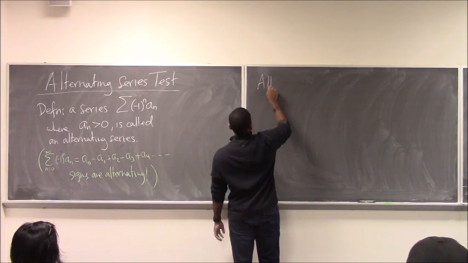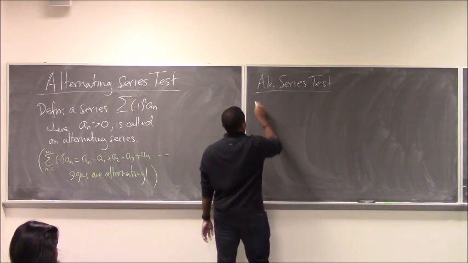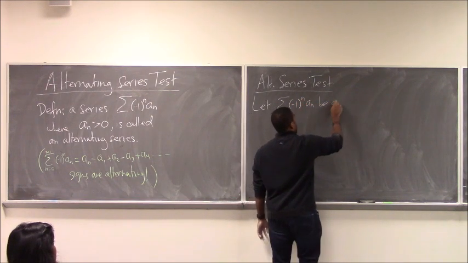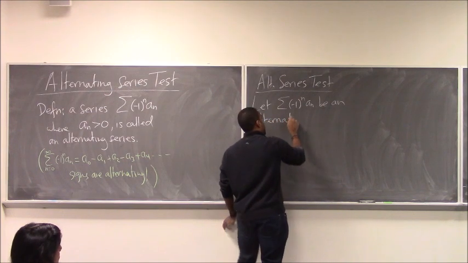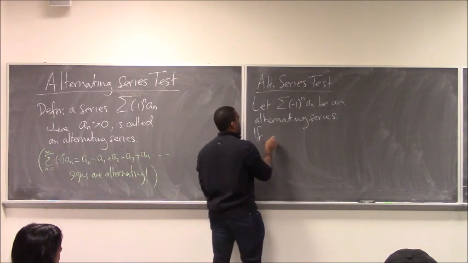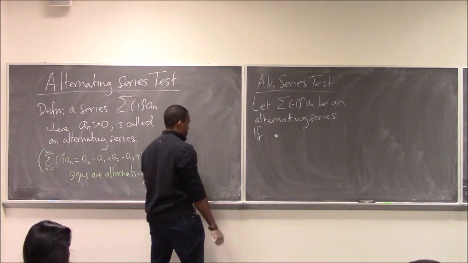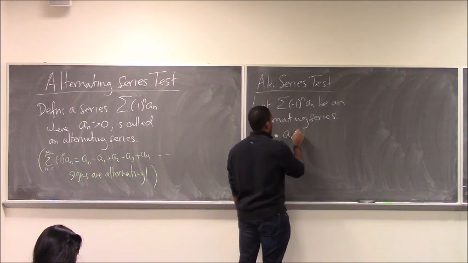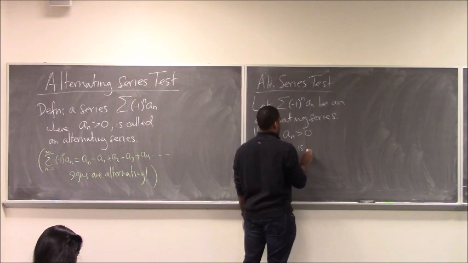Now, the alternating series test. Let this be an alternating series. If there are three conditions: one, the a n are all greater than 0. Two, a n is decreasing.